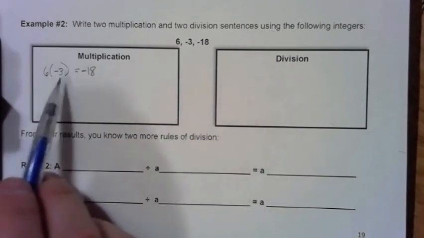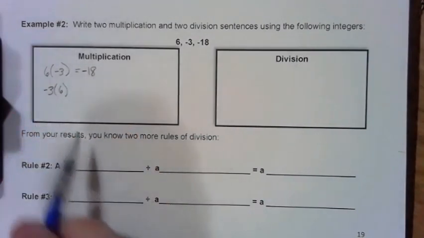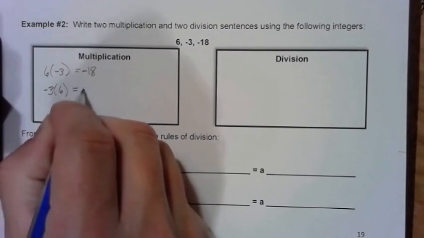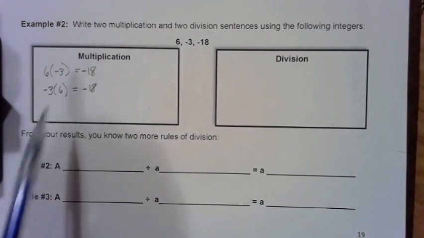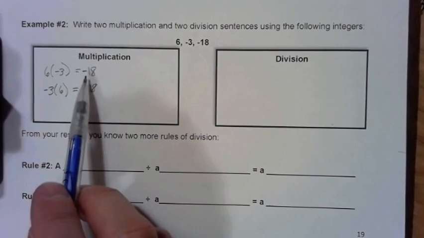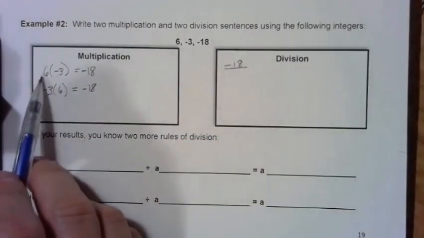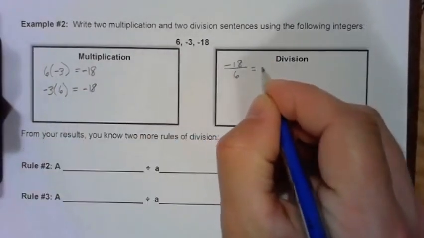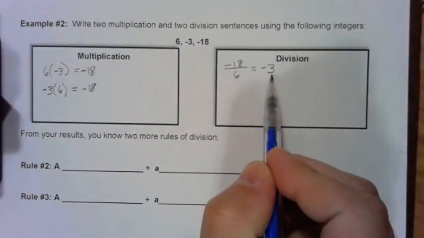Similarly, I could use the commutative property and start with the -3 and multiply it by the 6. And -3 times 6 is also going to be -18. Based off of these multiplication facts, let's come up with two true division facts. If I start with the product, which was -18, and divide by one of the members of the fact family, which I'll use 6, then I have to get the other member of the fact family, which is -3. -18 divided by 6 is equal to -3.